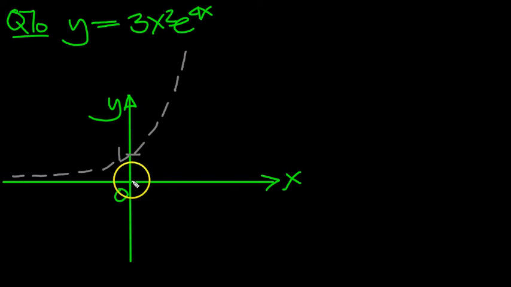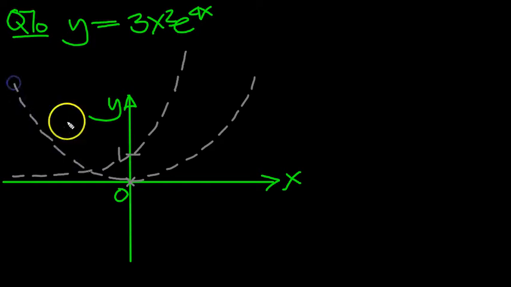3x squared, when x is 0, y is 0. And then we've got a quadratic curve. So I'm just going to draw that in as well. And the same the other side is symmetrical. It's a quadratic U-shaped curve, isn't it? Okay, that's what we've got then.